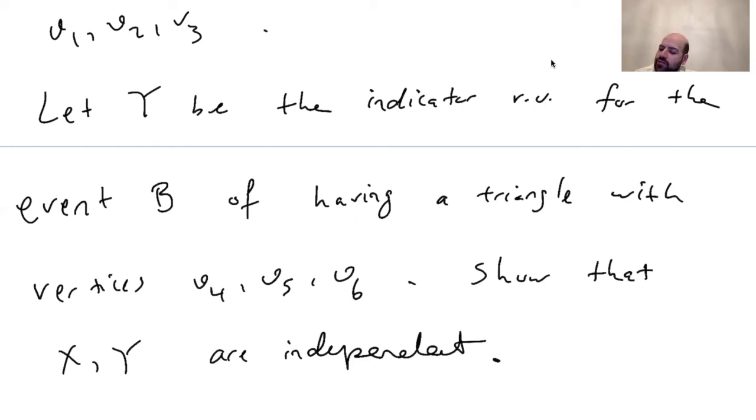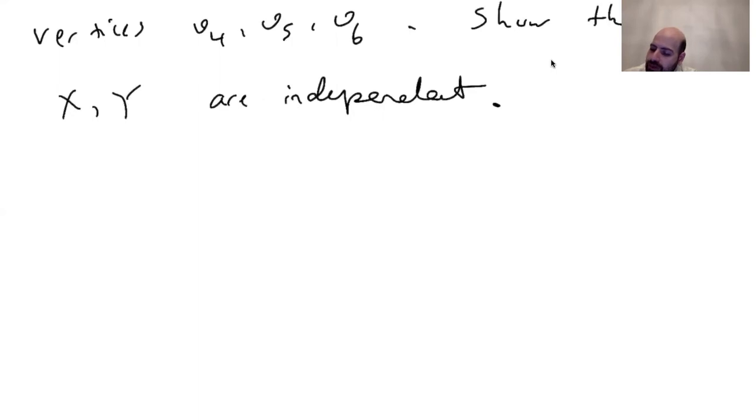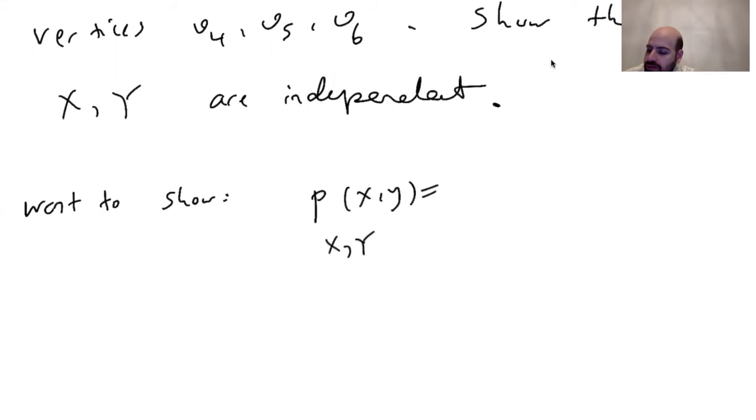Now let's see how we can prove it using the definition or equivalent definitions or theorems. We provided the original definition using CDFs, and then we said for discrete random variables, which is the case here, we can look at their PMFs. If the joint PMF small p of x and y is equal to small p of x times small p of y, then X and Y would be independent. So let's look at that. We want to show that small p of x and y, the joint one, is equal to p_X of x times p_Y of y.